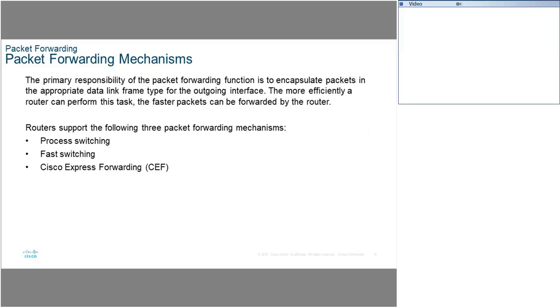So what does the router do? Its primary responsibility is packet forwarding. We already talked about that. And to do it, it supports 3 different processes: process switching, fast switching, and then Cisco Express Forwarding.